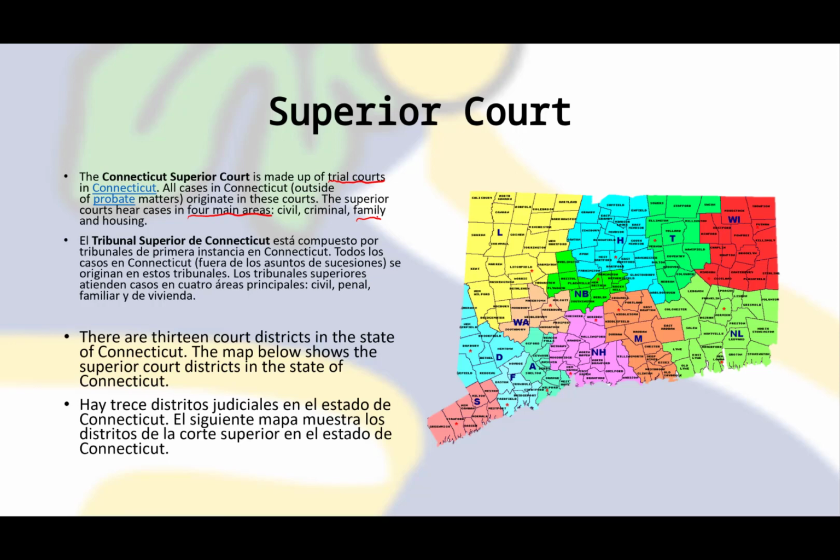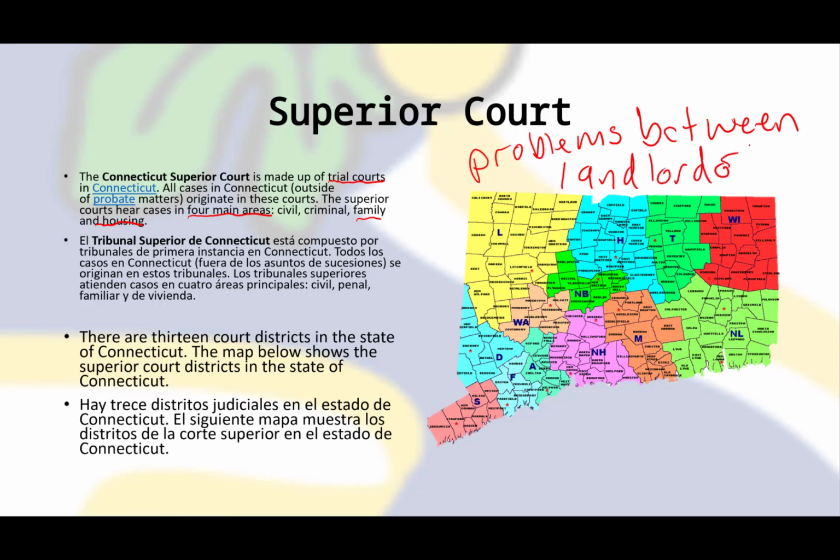So here, family court means crimes involving children. So if you steal something and you're under 18, you go to family court. Housing court deals with problems between landlords and tenants. Okay. So this could be eviction. It's usually eviction. So those are the four courts.